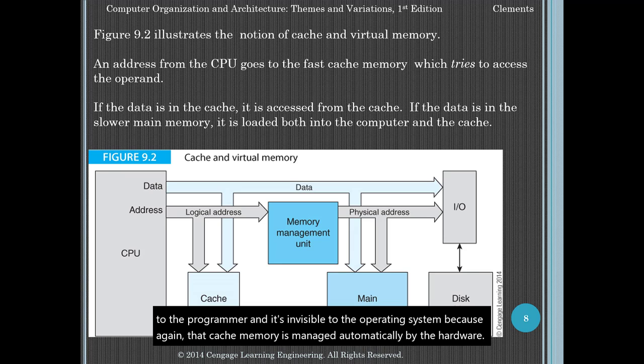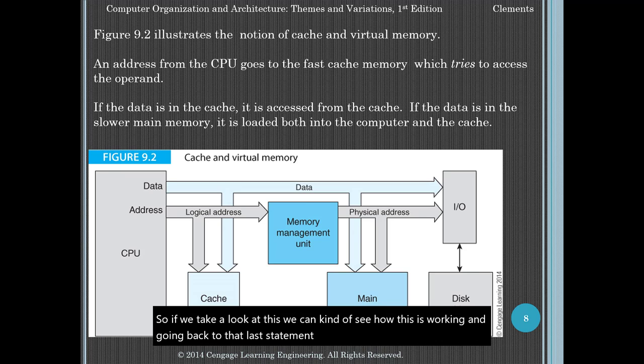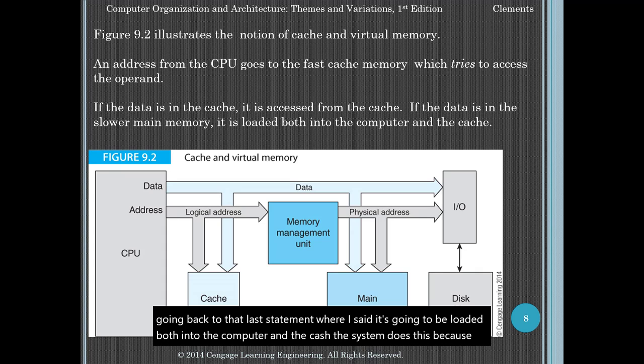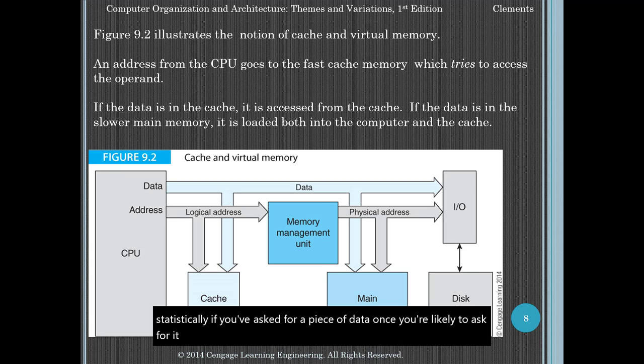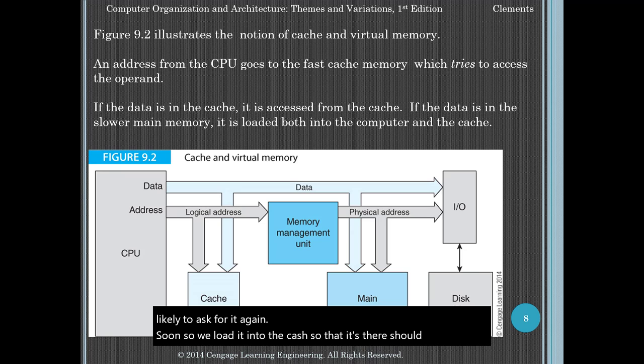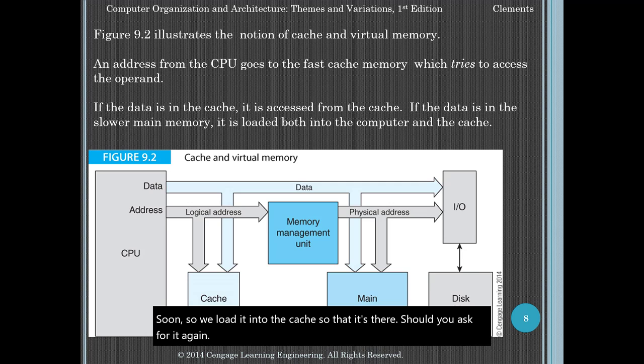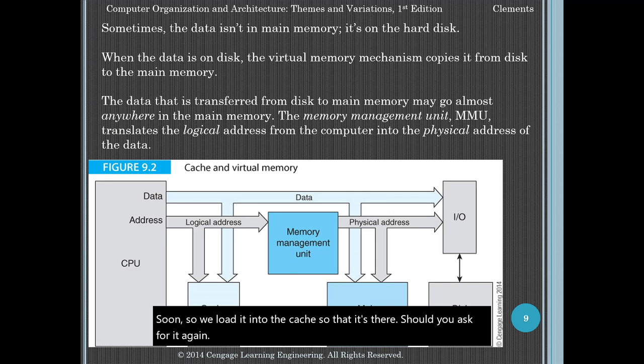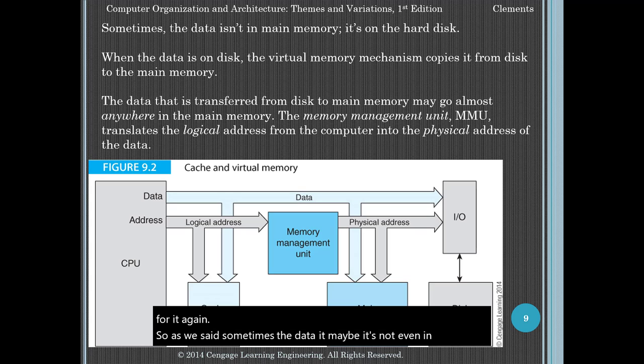So if we take a look at this, we can kind of see how this is working. And going back to that last statement where I said it's going to be loaded both into the computer and the cache, the system does this because statistically, if you've asked for a piece of data once, you're likely to ask for it again soon. So we load it into the cache so that it's there should you ask for it again. So as we said, sometimes the data maybe isn't even in main memory. It's in the hard disk.